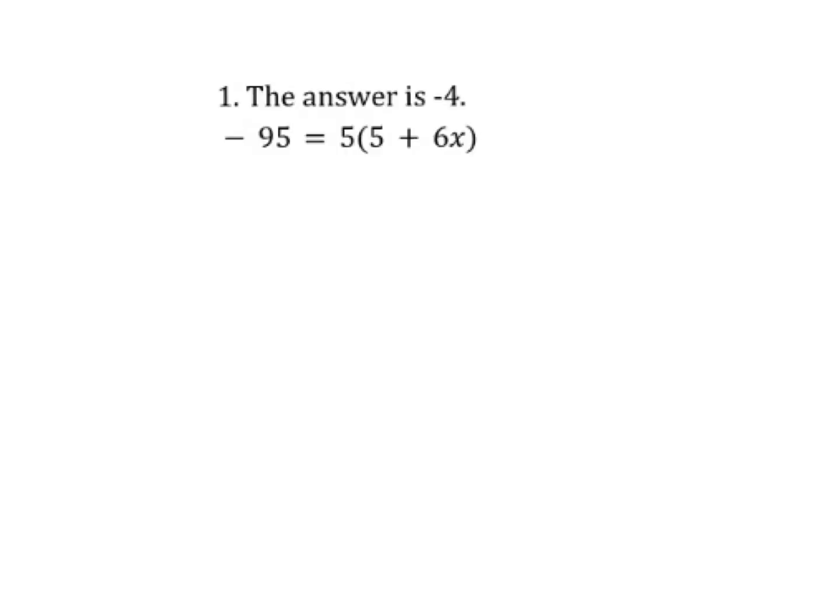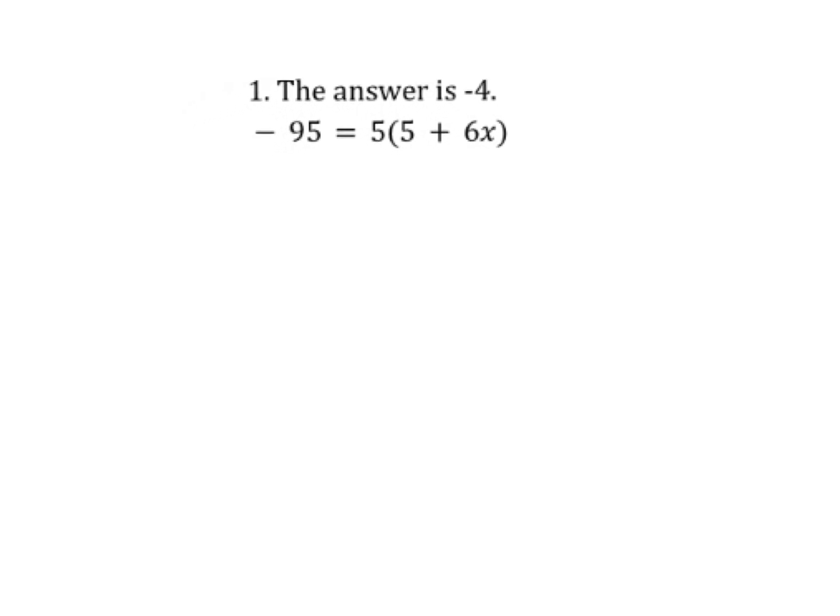Okay, so number 1, we know the answer is going to be -4. Keeping that in mind, we're going to try to get -4. All right, so line down the equal sign, and we have parentheses here, so our first step will be to use the distributive property to clear the parentheses. So on the right side of the equation, 5 times 5 is 25, and 5 times 6x is 30x. And on the left side, we have -95. So that would be our first step to clear the parentheses using the distributive property.